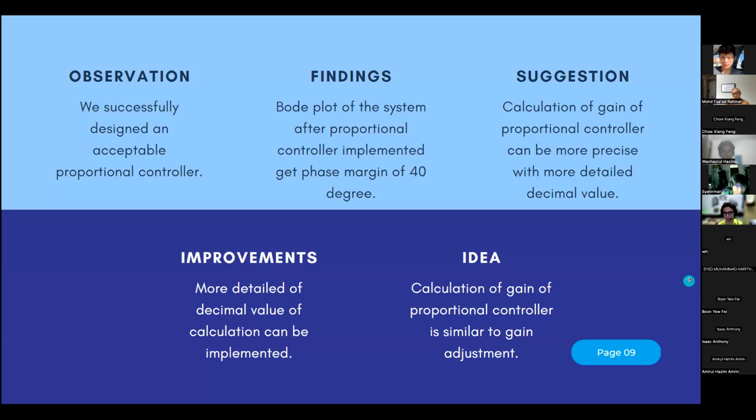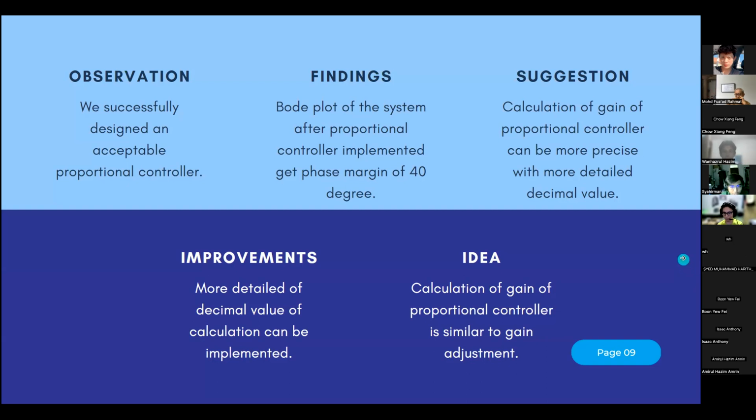This is the observation that we made, and we successfully got an acceptable proportional controller. The phase margin is 40 degrees, and mostly we managed to follow the question and get the same result that the question wants. That's all from me.